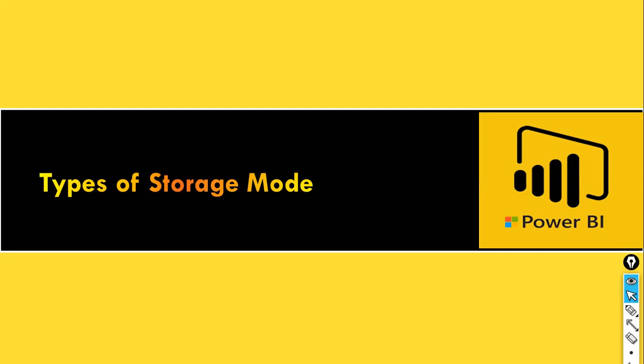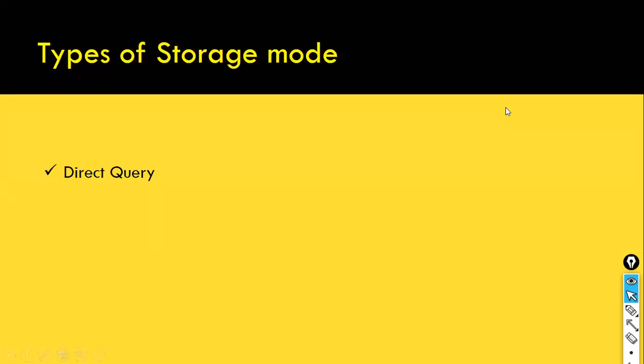Today, we will continue with understanding the important concept called the types of storage mode, or types of connectivity. There are four different types of connectivity. One is the import connectivity mode. The next one is direct connectivity mode, and the composite mode. Composite is nothing but the combination of these two. And a live connection is also another type of connectivity. Okay, so now let's take a look at each and every connectivity mode.